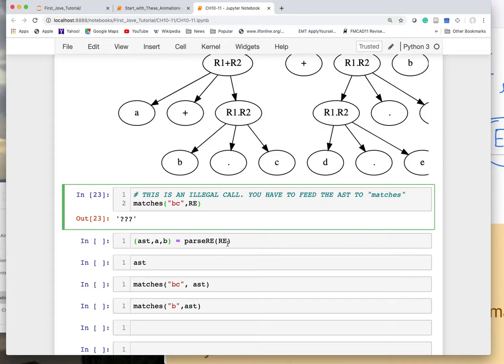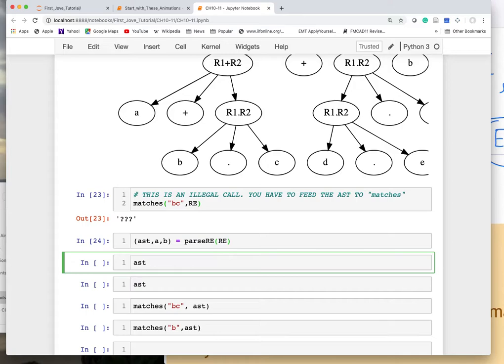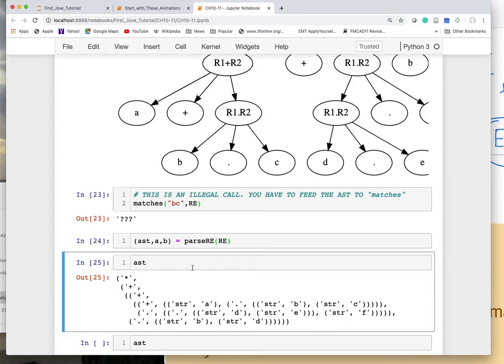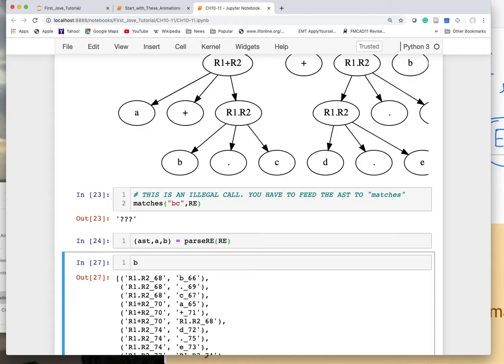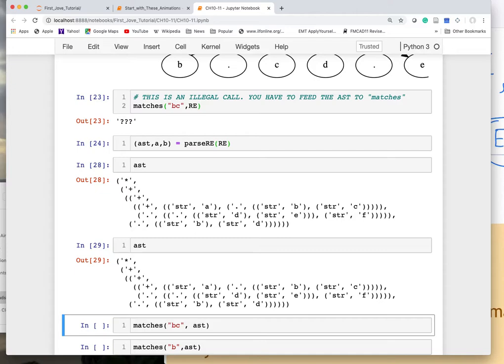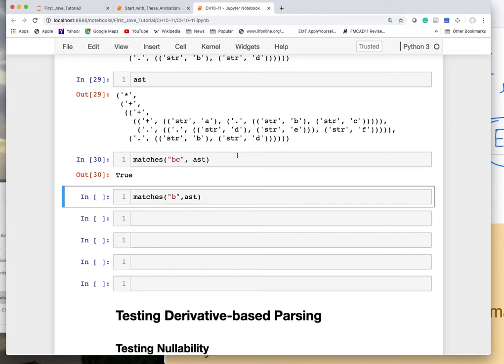And now if I look at AST, what is AST? AST is that big thing. That is the tree it wants. What is A, just for laughs? A is something like that. I don't know what it is. It's a tree descriptor for printing. What is B? That's a tree descriptor for printing. You don't want those guys. So AST is being sent. So now AST is here. Now I can say, is the AST abstract syntax tree matching BC? It says true. Will B alone match it? It will say false. Why?